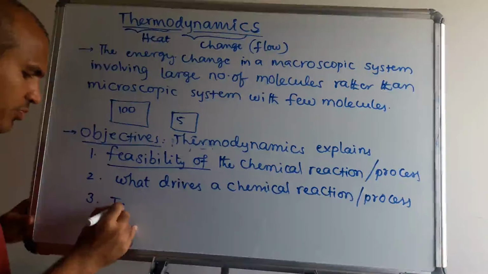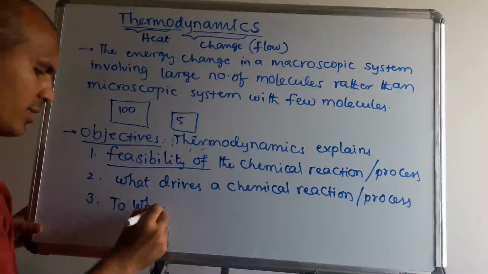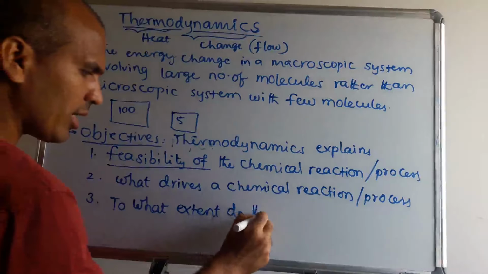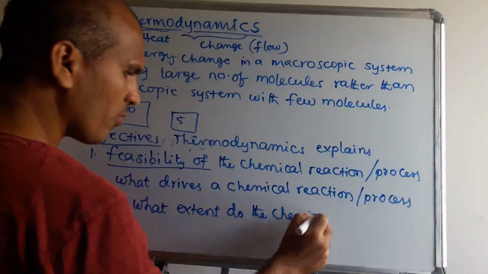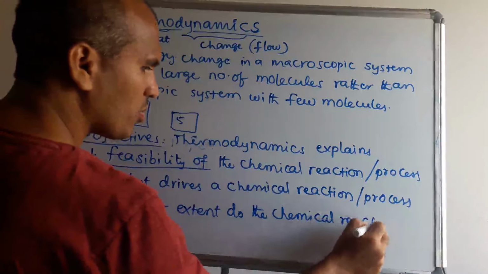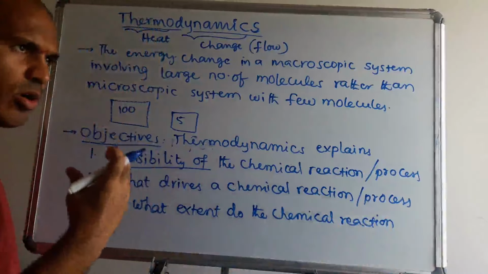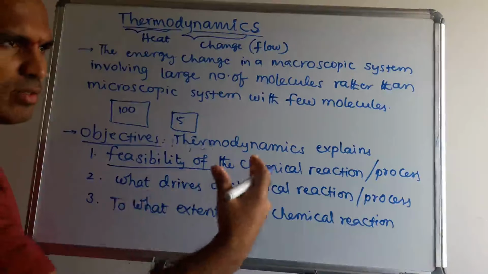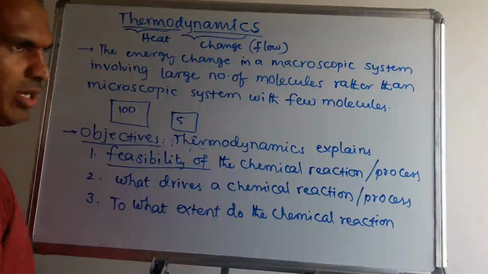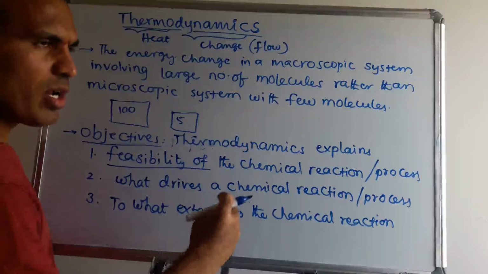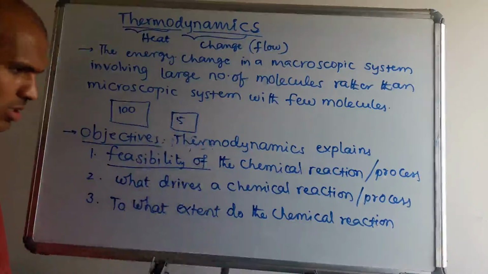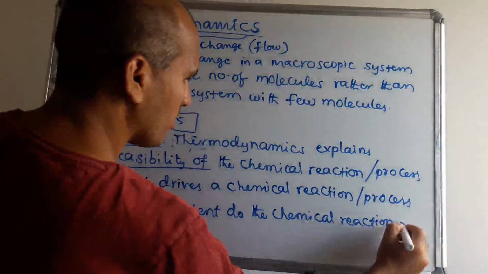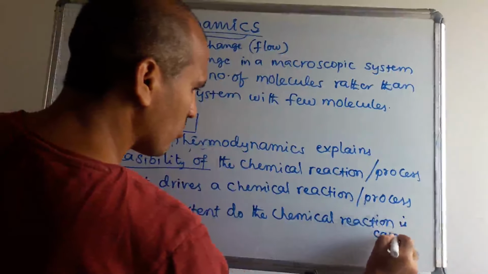Next one, to what extent does the chemical reaction or process occur. It means when a reaction occurs, to what extent it will be, it may be 50% or 100% or 90%. So, to what extent is a chemical reaction carried out.